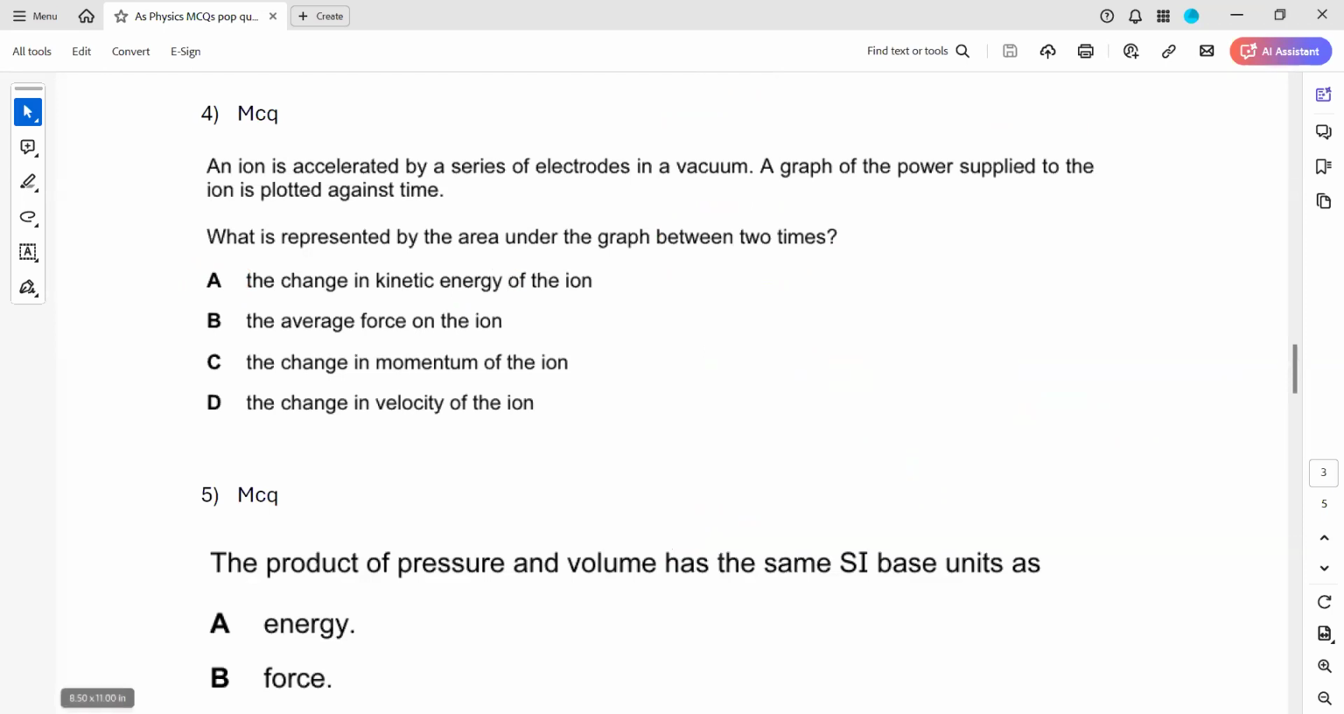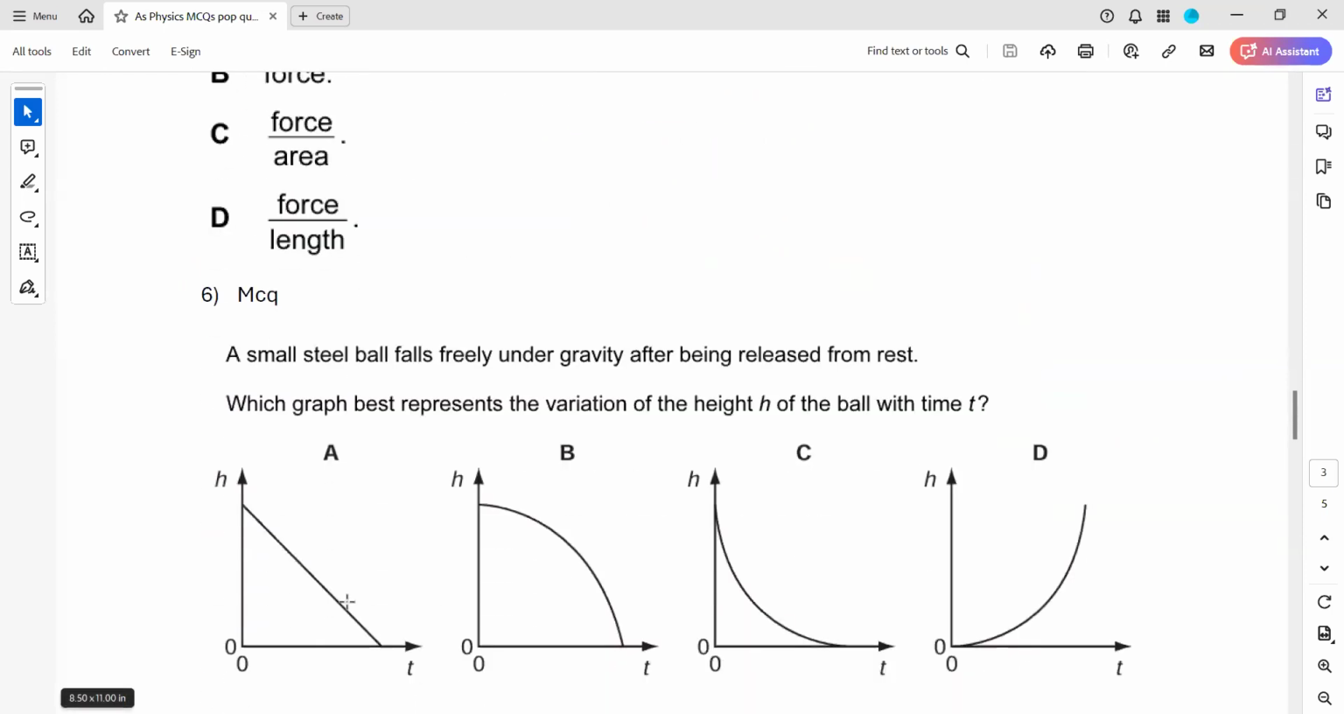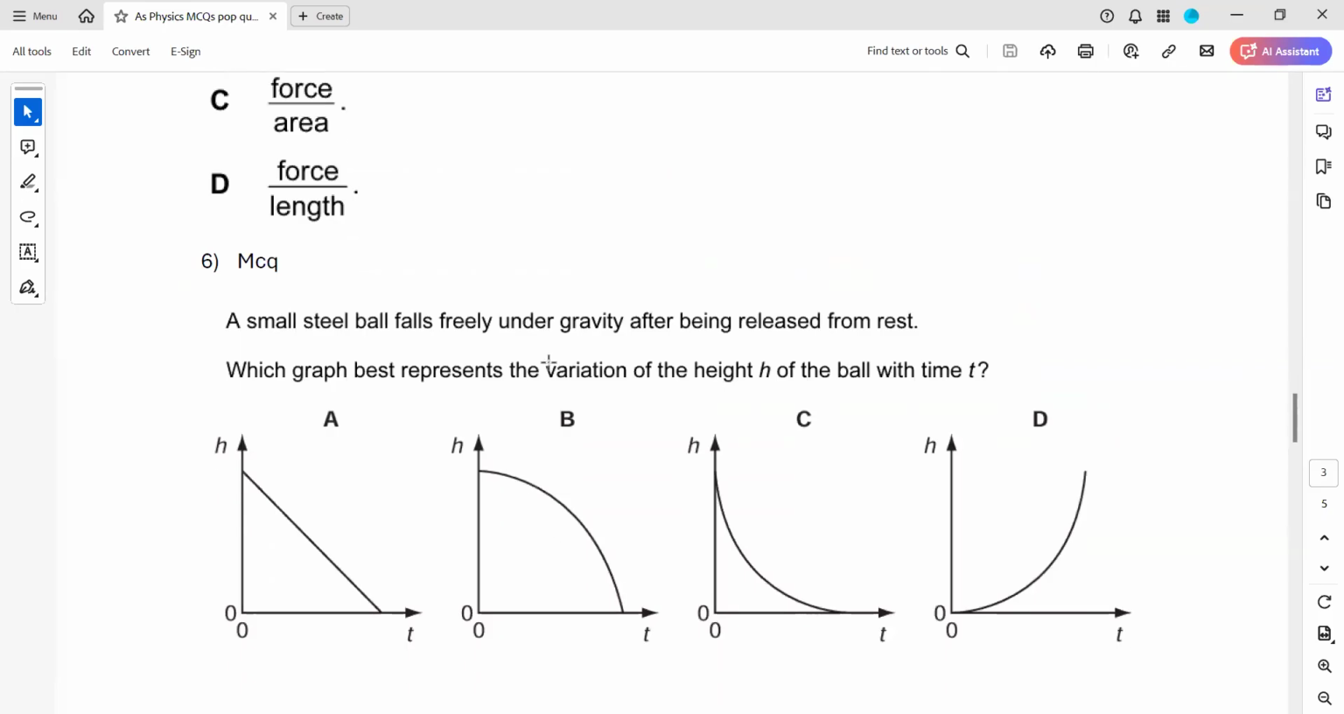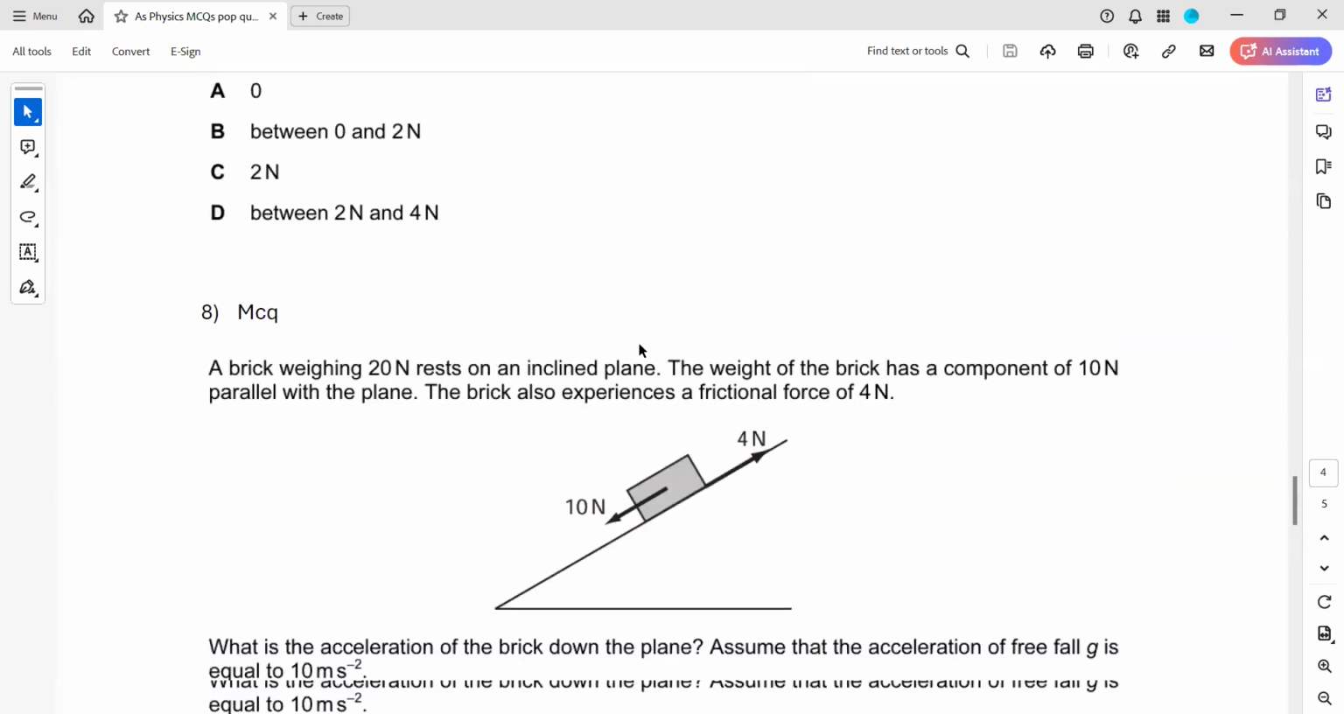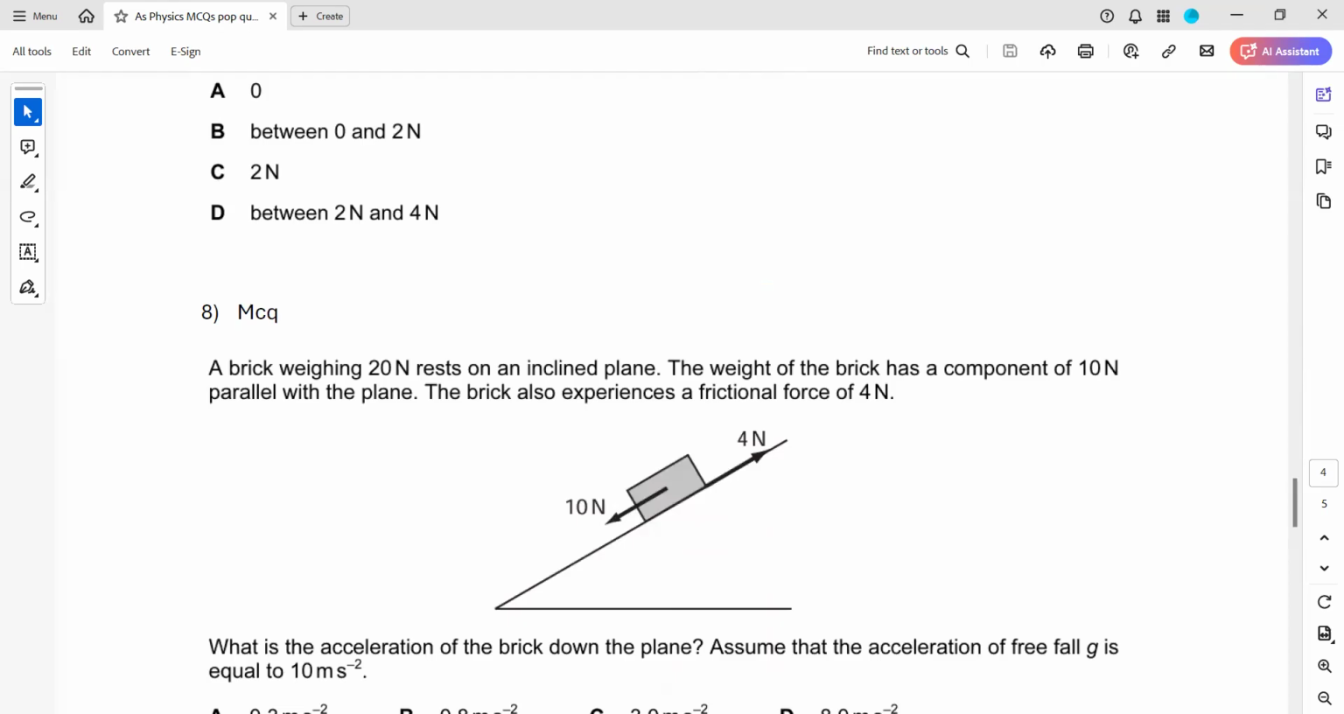Question 5, 6, any doubt? Question 5 and 6. No doubt. Question 7, 8, any doubt? 8. Question 6, okay.